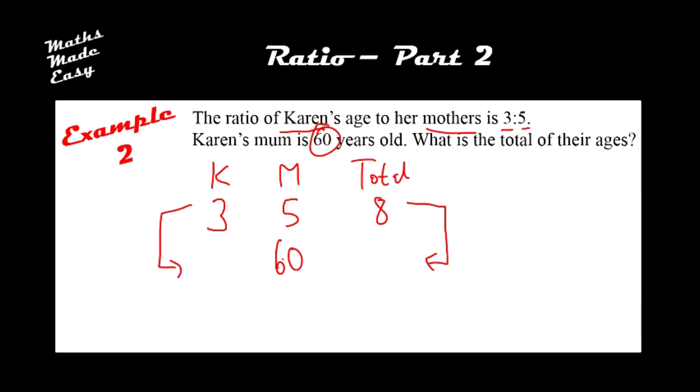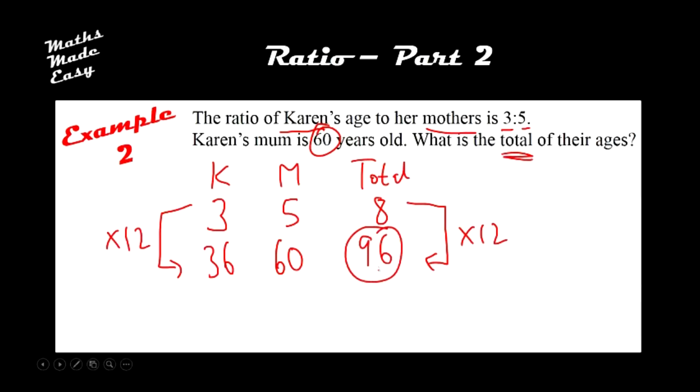It's 5 times what makes 60? Well, 5 goes into 60 12 times, so we need to times everything by 12. 3 12s are 36, 8 12s are 96. We do our check. 36 plus 60, that's 96, so we're happy with that. The question said what's the total of their ages, so this time it wants this number here. So the total age equals 96.